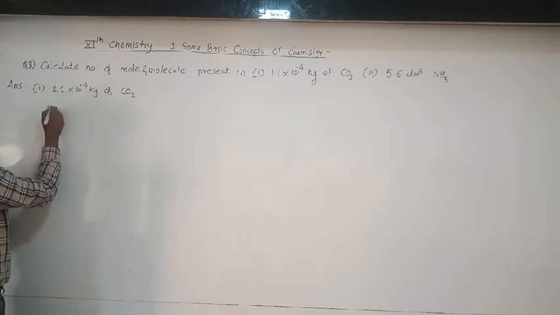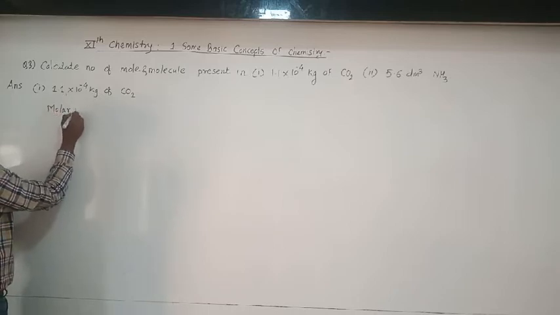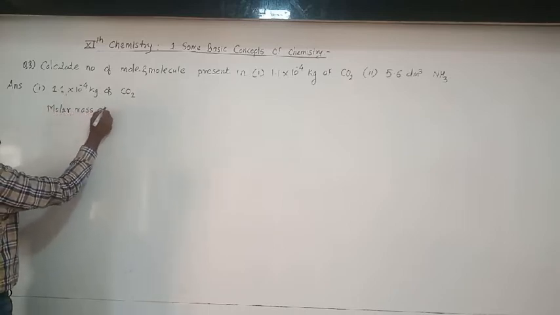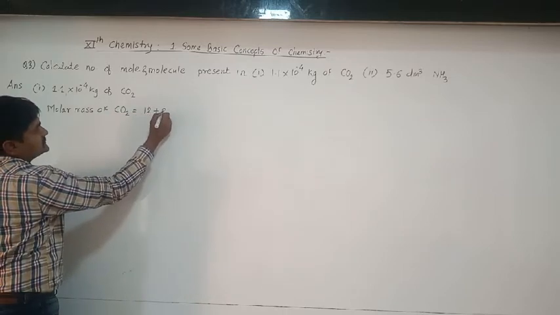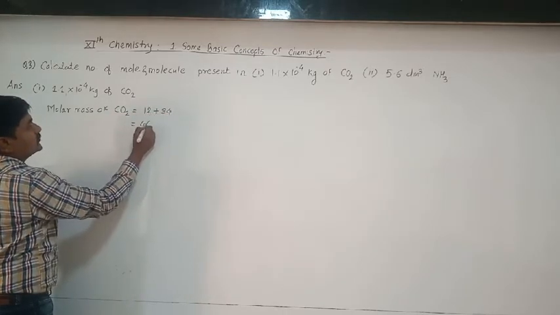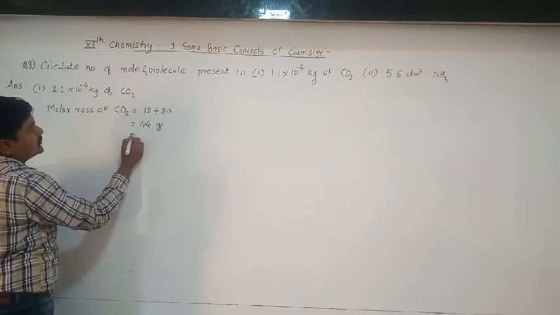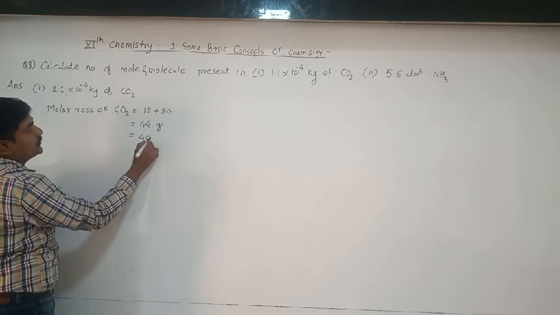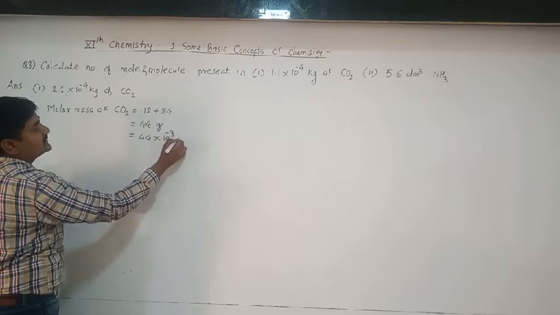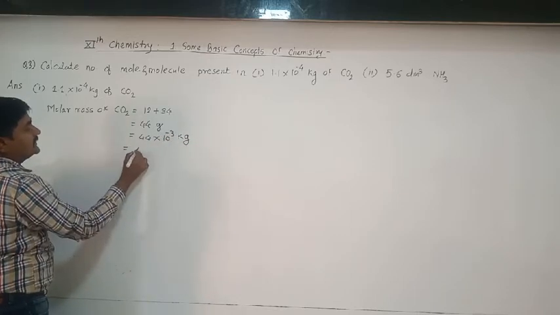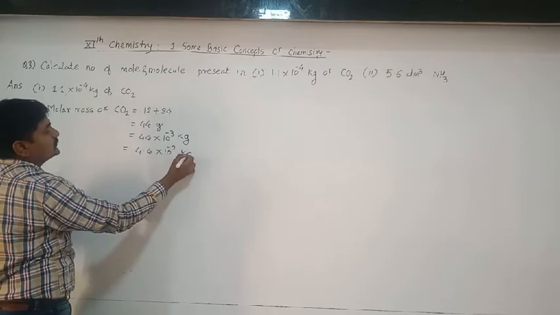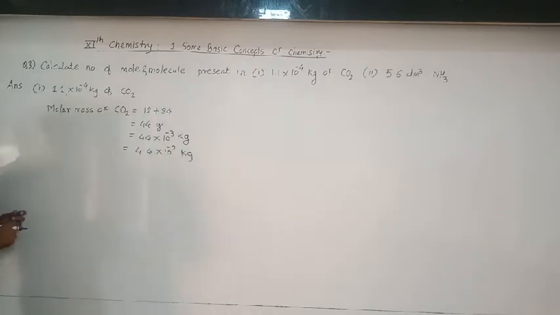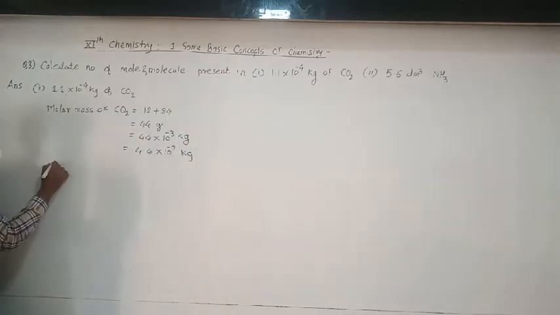Now first calculate molar mass. Molar mass of CO2: 12 plus 32 is equal to 44, which is in gram. Now converted into kilogram, 44 into 10 raised to minus 3 kilogram. I can write like this, 4.4 into 10 raised to minus 2 kilogram. Fine? Okay.